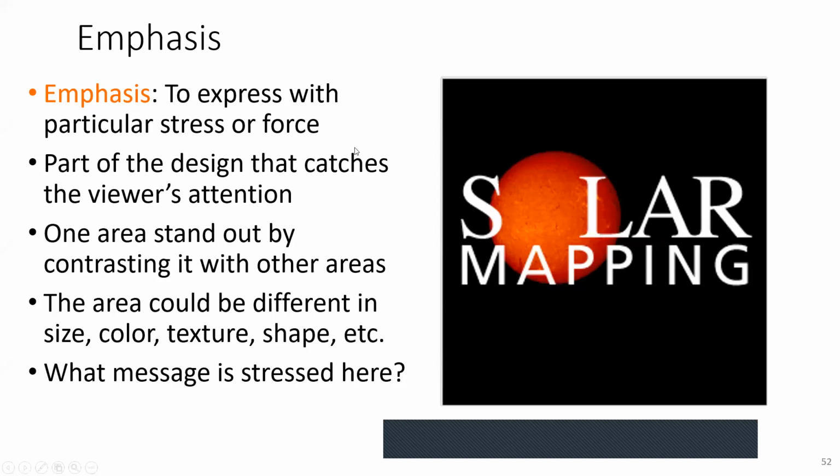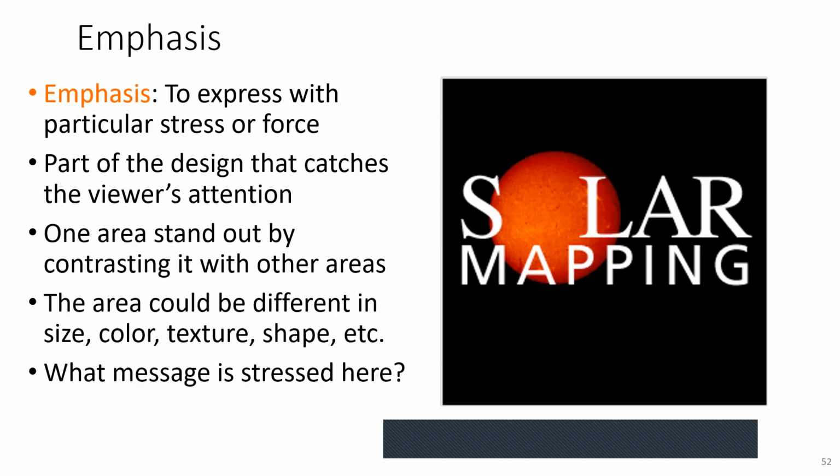Now, if you look at this design, here we use something called emphasis. What do you mean by emphasis? We are emphasizing something in the design so that people get the message first. Now, if you look at the topic of this book, it says solar mapping, right? So instead of using a O for the solar, they have used the picture of a sun, right? So now we are giving a message also. This is something to do with solar, right? So that's how you use the emphasis.